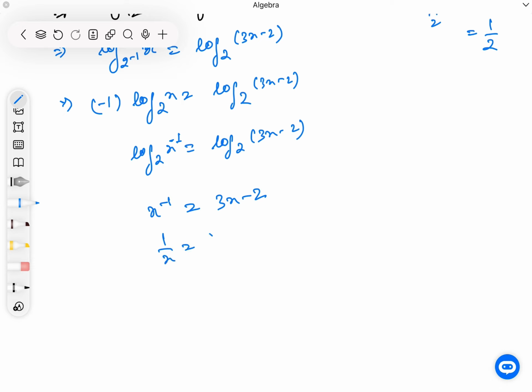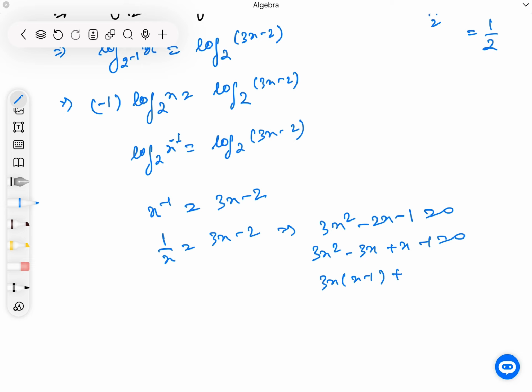So this is basically 3x² − 2x − 1 = 0. You have this minus 3. So this can be written as 3x² − 3x + x − 1 = 0, 3x(x − 1) + 1(x − 1) = 0. So x has to be 1 or −1/3.